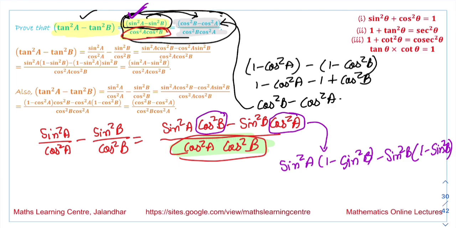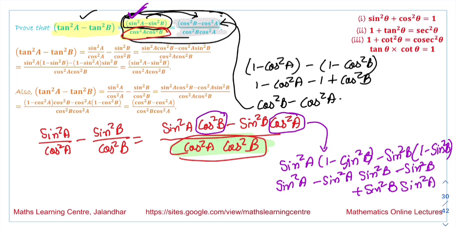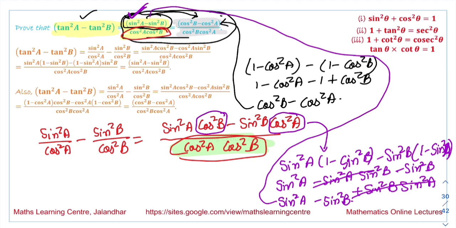I am talking only about the numerator part. So this will become sin square a minus sin square a into sin square b minus sin square b plus sin square b into sin square a. These two terms get cancelled and we are left with sin square a minus sin square b, and this is the numerator over here.